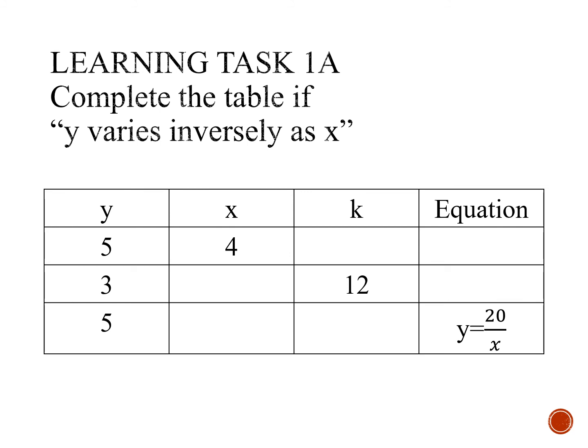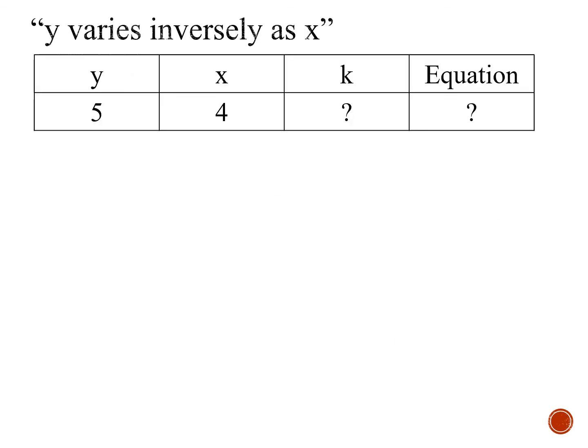So, how to complete learning task 1B? So, 1B po ito. Complete the table if y varies inversely as x. So, how to find k, the equation, or the x and k. Let us have this example. Y varies inversely as x. How to find x, k and the equation if y is equal to 5 and x is equal to 4. So, we translate. That is y is equal to k over x. By substitution, papalitan lang natin si y ng 5 at si x ng 4.